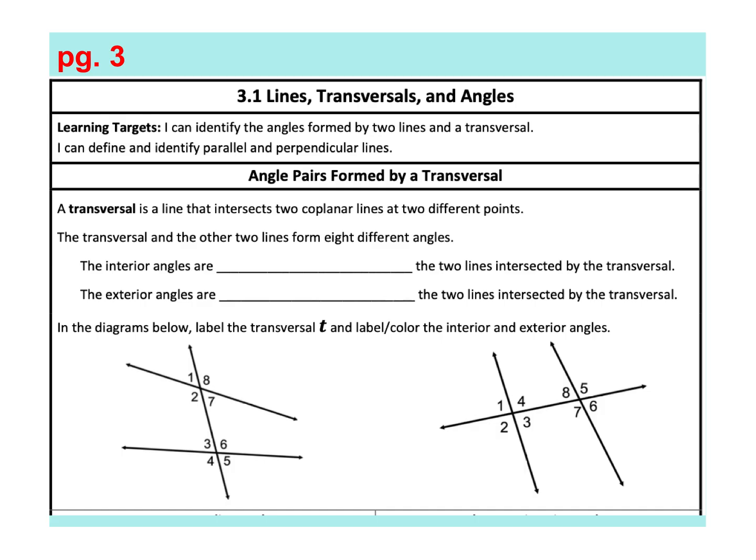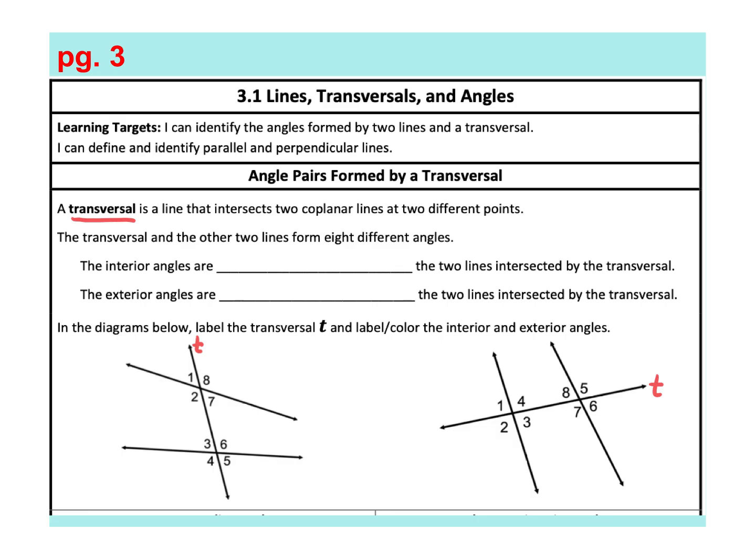A transversal is a line that intersects two coplanar lines at two different points. In the picture, you can see that the line that intersects the other two lines is this line here. I'm going to put a T by that for transversal. And then in my other picture, the transversal is that line there. The transversal and the other two lines are always going to form 8 different angles. You can see that there's 8 angles in each of these pictures.